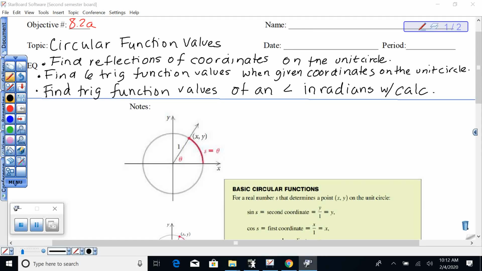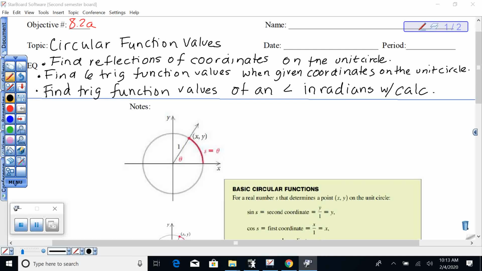The three topics that we're working on today, or the three skills: finding reflections of coordinates that are on the unit circle, finding the 6 trig function values when given coordinates on the unit circle without a calculator, and then finding trig function values of an angle in radians that you wouldn't find on the unit circle using a calculator. But understand that you can always use a calculator to find a function value.